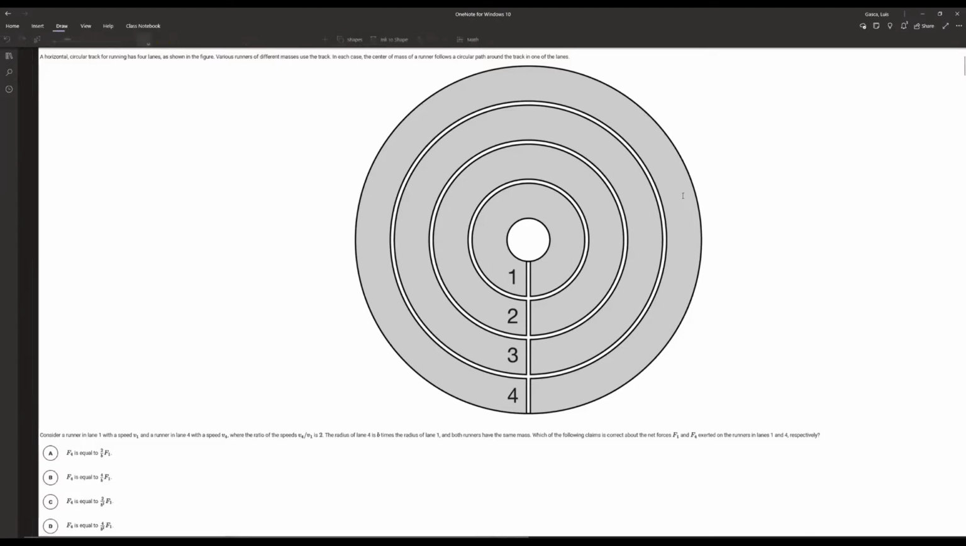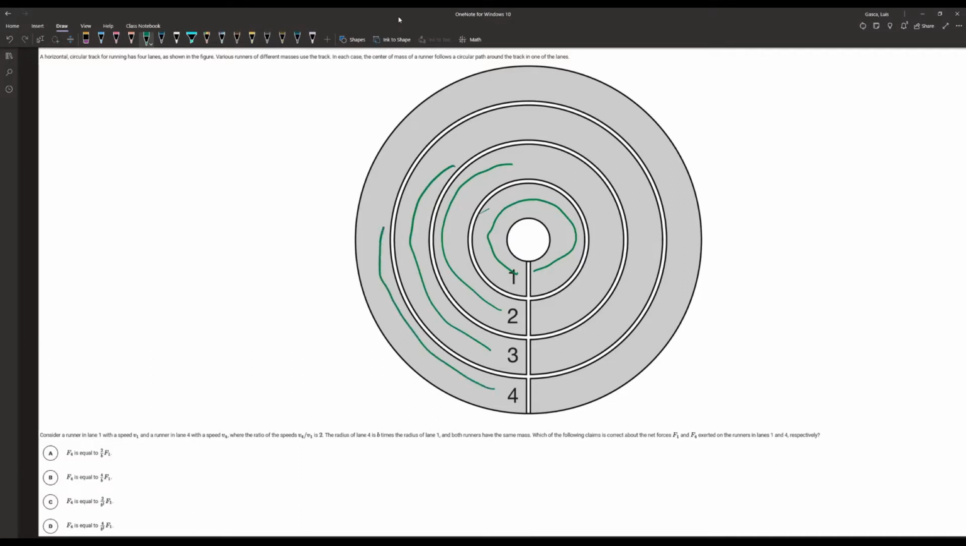So Johnny can go in this circular path. Jenny can go in this circular path. Billy can go in this circular path, and Bobby can go in that circular path, so to speak. That's kind of what they're telling us here.